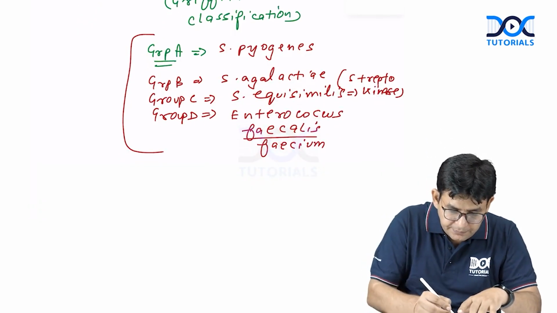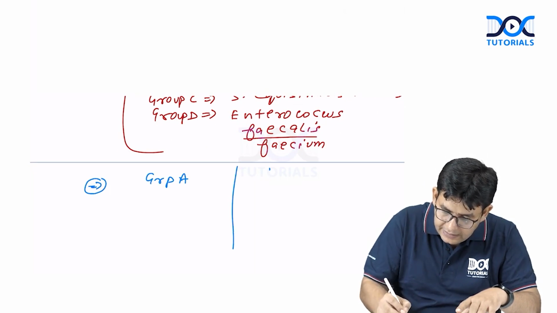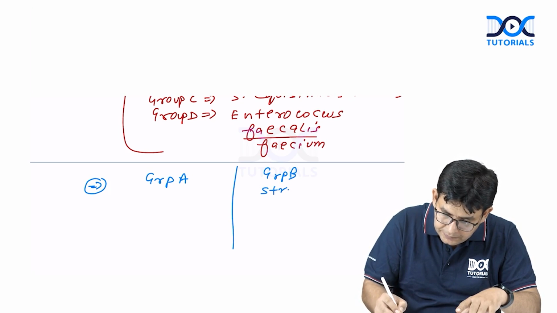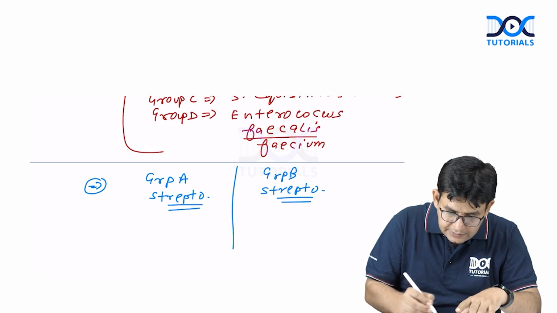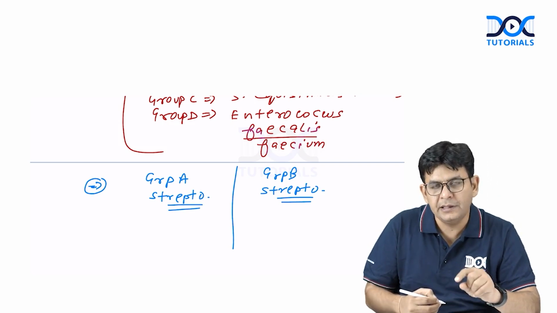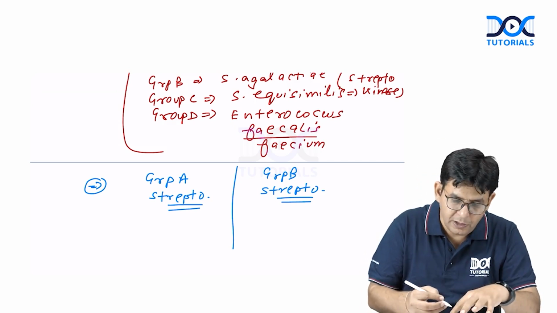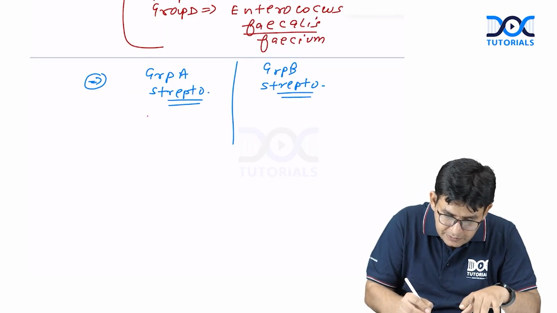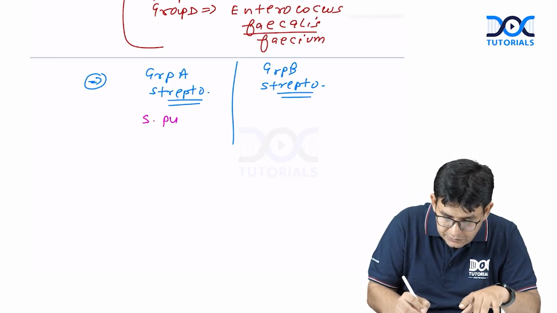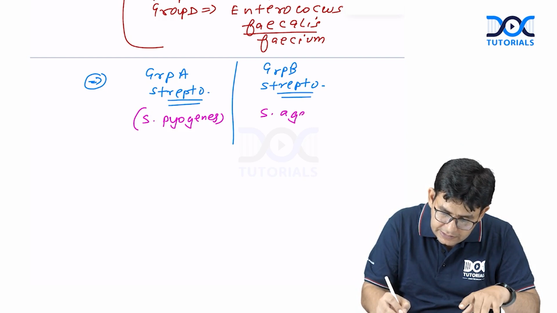After this, let's talk about the difference between group A and group B strepto. For your reference, this question came in the INICET exam: how to differentiate between group A strepto and group B strepto. Now, without seeing, can you tell me what group A strepto is? Group A strepto is Streptococcus pyogenes. Very good. And group B strepto is what, guys? Streptococcus agalactiae.